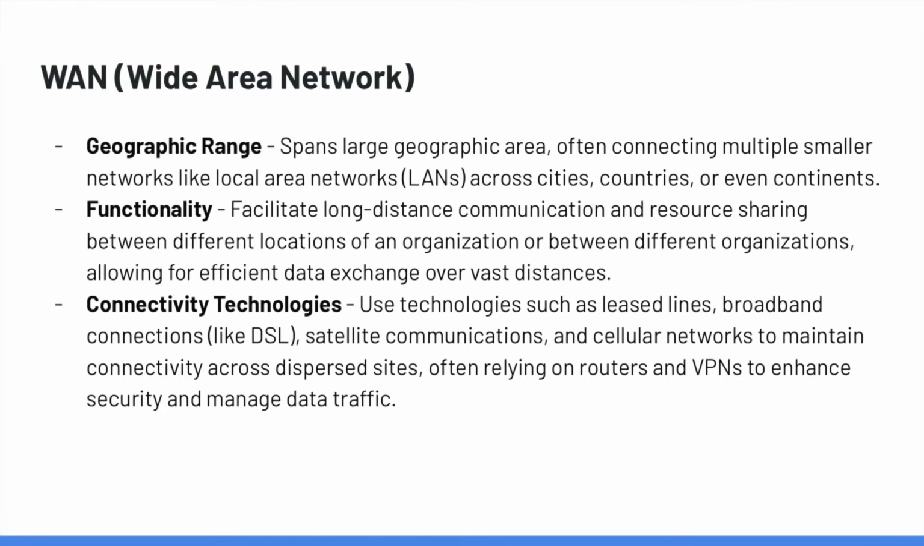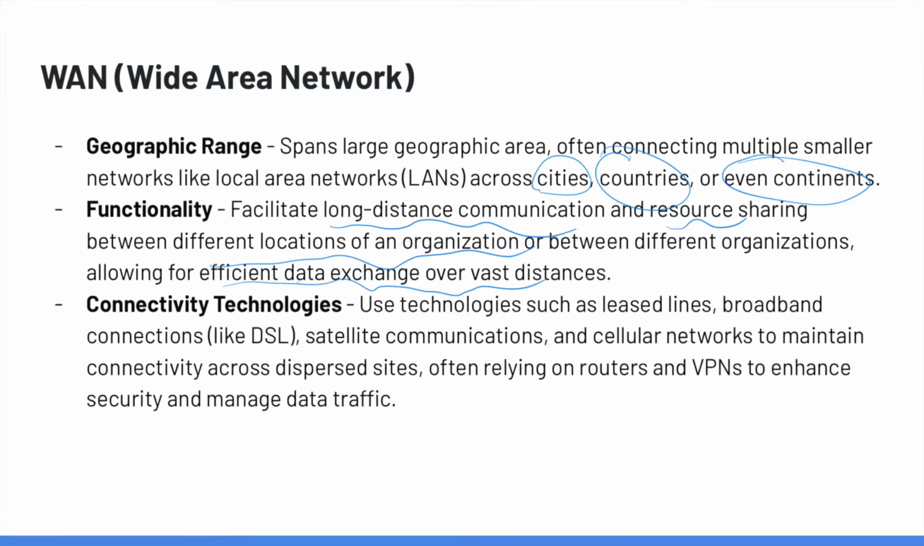Now, the next type of network we're going to look at is a wide area network. And to be honest, this is pretty much the same as a local area network, except that the geographic size is much larger. So we could have a wide area network that spans cities, like a citywide network, countries, or even continents. Actually, the internet's an example of a wide area network. This allows long-distance communication and resource sharing between different locations of an organization or between different organizations. It's basically meant for efficient data exchange over vast distances.